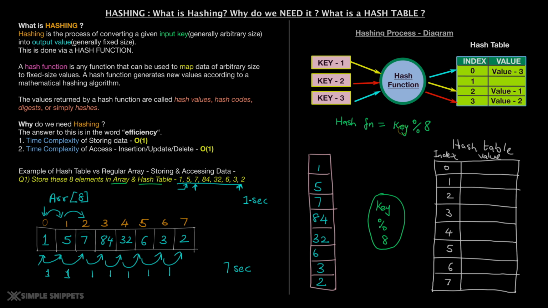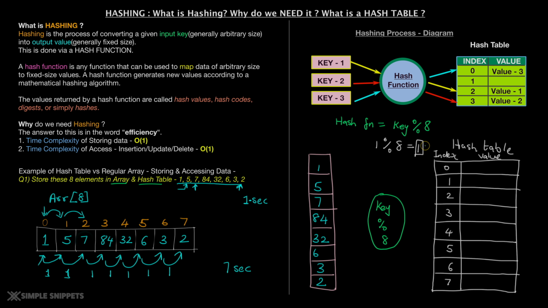So what is this hash function? This is a mathematical expression. You take this key, if this is 1, you do 1 mod 8. When you are taking a modulus, we calculate the remainder, right? So 1 mod 8, you're gonna get 1. So the output is basically what?